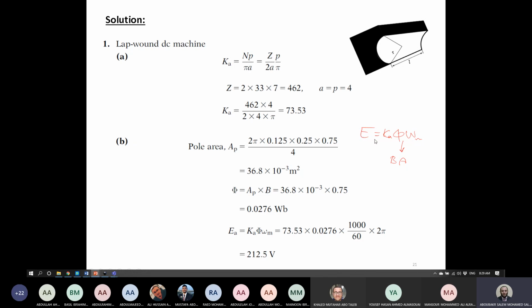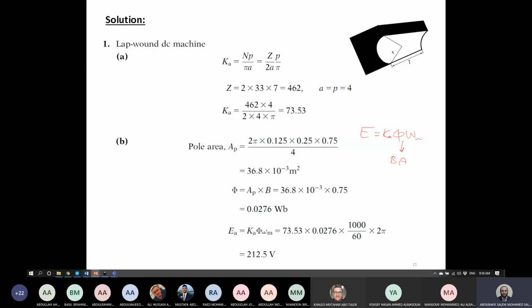So EMF equals Ka, which we already calculated, times the flux we obtained, and omega is given. Omega equals 2π over 60 multiplied by the speed measured in RPM. Okay, so this is now the value of EMF for this kind of winding. Right. Is there any question regarding this part? Is it clear how we could calculate the area and get the EMF?